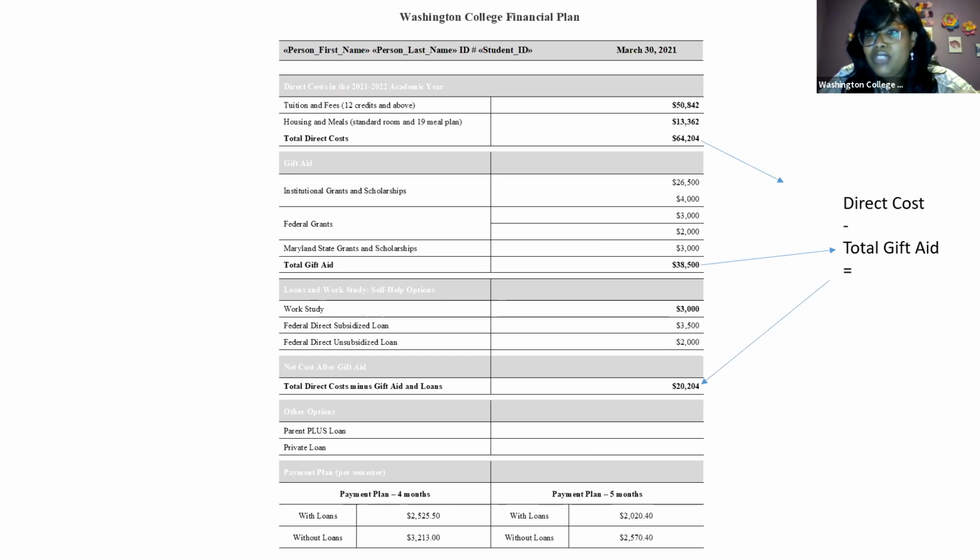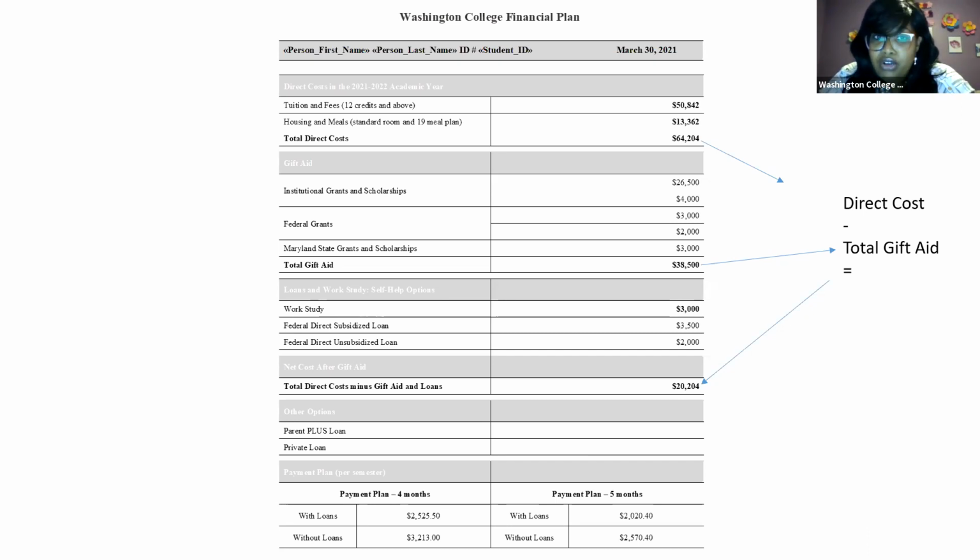So anytime you see scholarship and grants, that's free money. You do not have to pay that back. That's what I always tell my families. Free money, you don't pay it back, okay? As long as you maintain that GPA, which is important, right? So this is all your gift aid because it's free. So when you receive a gift, it's free. You don't have to give it back because it's a gift, right? So your institutional grants and scholarship, that's all the institutional aid that we calculated from the previous slide.